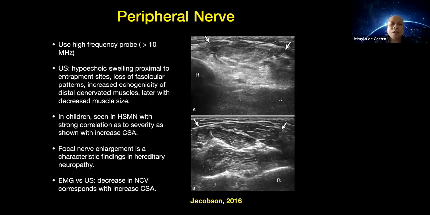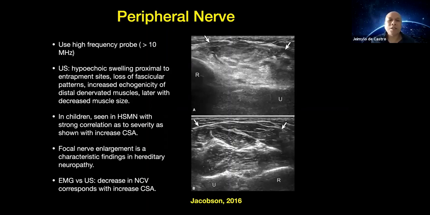So this one is showing us the changes that happen if there is a denervation. The nerve here will become swollen, but at the same time, there is loss of fascicular patterns. But look at the muscle. The muscle will appear echogenic, and eventually the size will decrease.